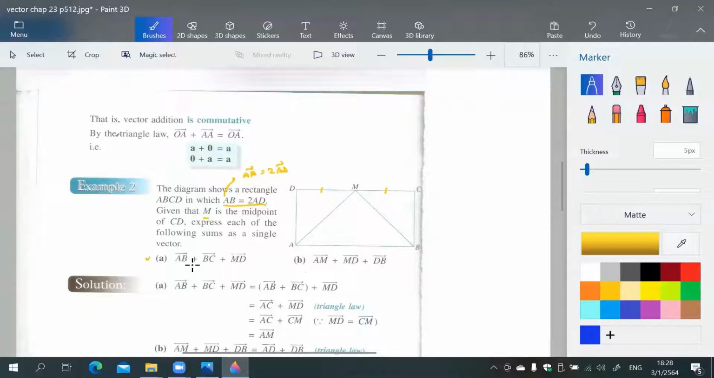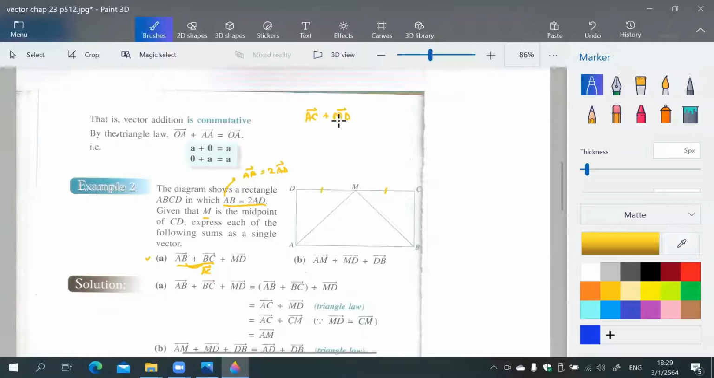Question A. Vector AB plus BC plus MD. From question A here, we can observe right away, everyone can see B is a common point. So this one equals AC right away. Now we work on this: vector AC plus vector MD. AC we don't know the length, but we keep it that way.